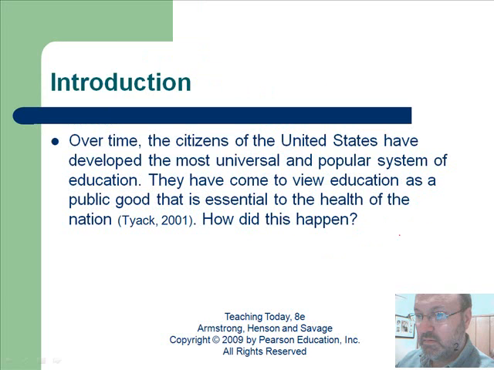The citizens of the United States have developed the most universal and popular system of education. If you don't believe that, look how many people come to our country for our universities and colleges. How many come to our country for freedom and what we teach in our schools. Citizens come to view education as a public good that is essential to the health of the nation. And how did this happen? How did it come to feel like this? Well, you need to follow along with this to understand that.